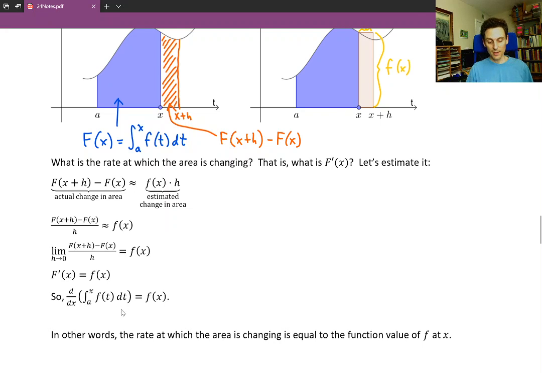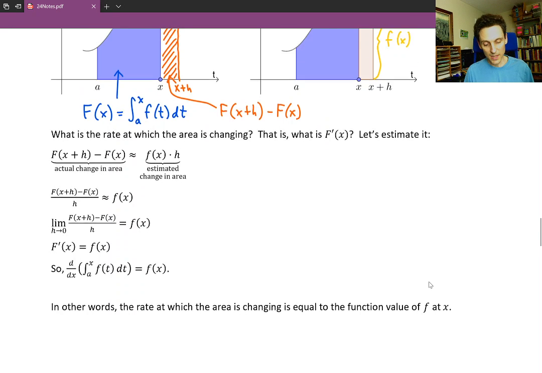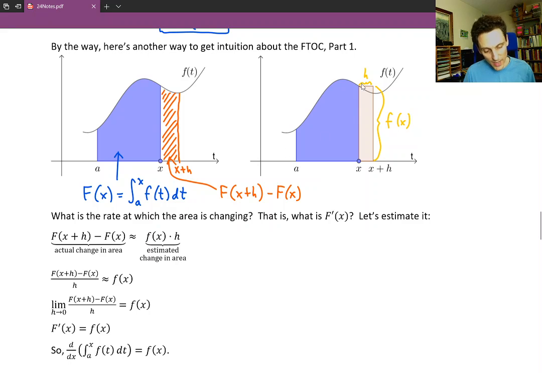So here's where you can get the intuition that the rate at which the area is changing is equal to the value of the function at x. If you want to move over to the right a little bit and paint on a little bit more area, the amount of area that you're adding is equivalent to the function value right there. So it's equal to f of x. Little f of x, I should say.